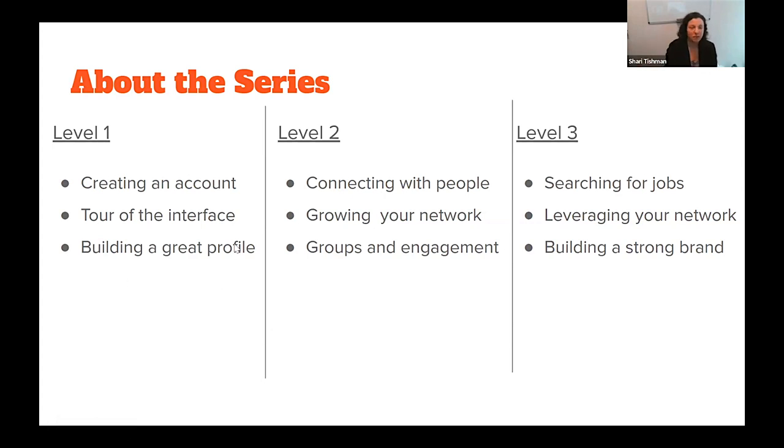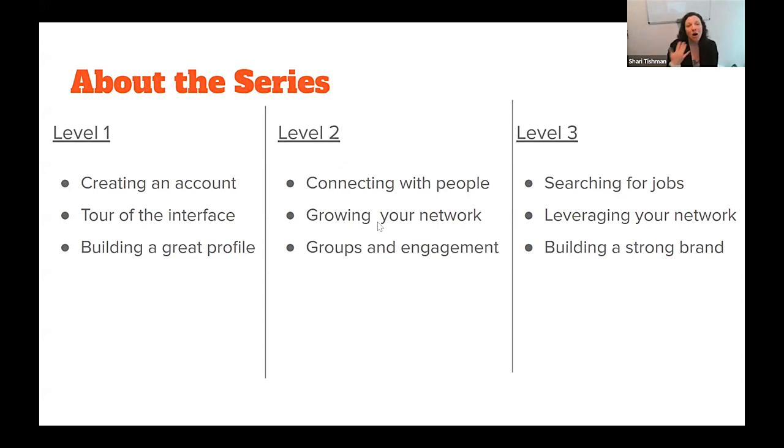Last month in January, we did level 1, and that is really very basic, like, I don't really know much about LinkedIn. How do I get started? We walked through creating an account. We walked through a tour of the LinkedIn interface. And then we spent the bulk of our time talking about how to create an amazing, super strong, impressive LinkedIn profile. And that recording is on the library's YouTube channel if you want to view it now, or you can come back in April to see it again live.